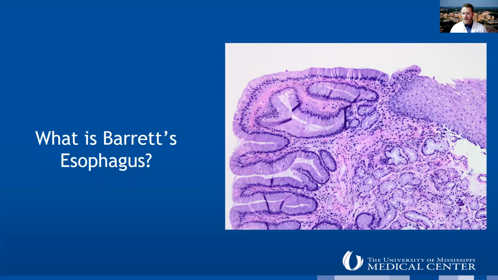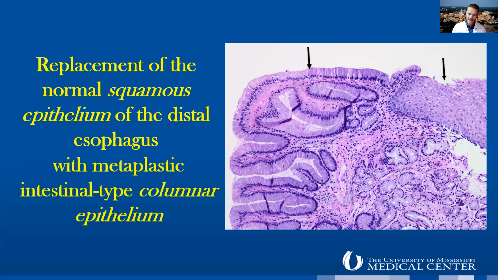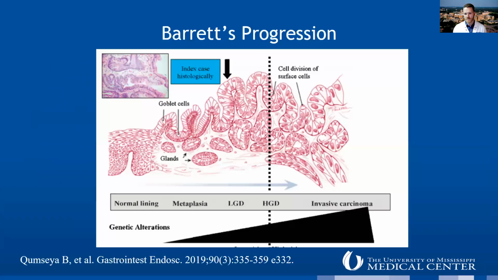So a little bit of a review of a couple key points from last month so that we have the same language. Barrett's esophagus, we want to define that, though there are many definitions. Most commonly, we're going to call that the replacement of the normal squamous epithelium of the distal esophagus with a metaplastic intestinal type columnar epithelium. And this is our progression that we're going to commonly see, and we're going to focus mostly now on what happens at that dotted black line and beyond as we get to high-grade dysplasia and invasive carcinoma, moving out of those typical glands and goblet cells.